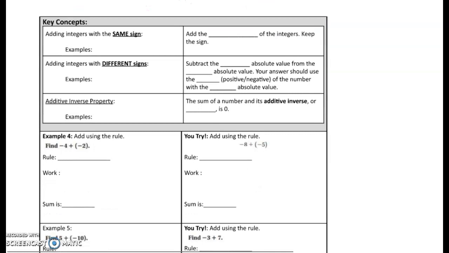So here's how the book teaches it. Adding integers with the same sign means that we add the numbers.